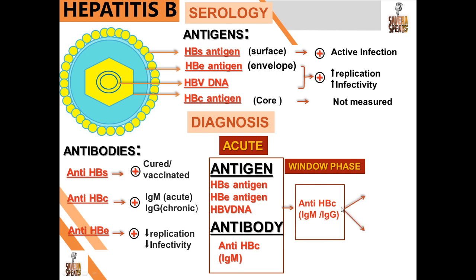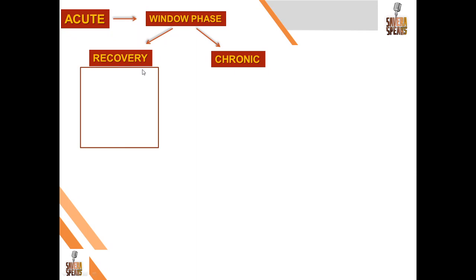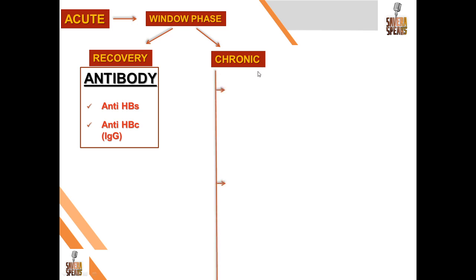After the window phase, disease progresses in two ways. Either it will progress towards the chronic, or the disease will be recovered. So in recovery phase, since the patient is cured from the virus and he has no virus in his body, all the antigens will be negative and only the antibodies will be positive in the recovered patient, and the antibodies will be anti-HBs and anti-HBc IgG, because in the later stages IgM is replaced by IgG. The chronic stage may also proceed in two ways. It may be chronic replicative type or chronic non-replicative type.